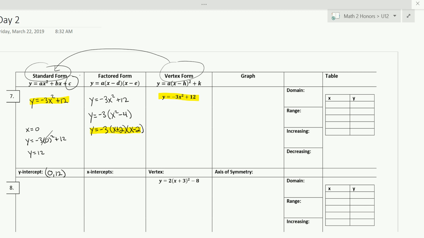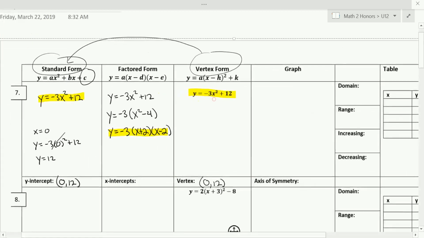Okay, what's the vertex? (0, 12). And how are you getting that? Where are you looking? So your vertex is typically (h, k), right? And so you're comparing our equation to the vertex form equation and seeing that h is 0, k is 12.